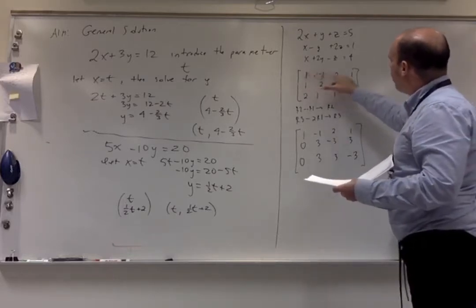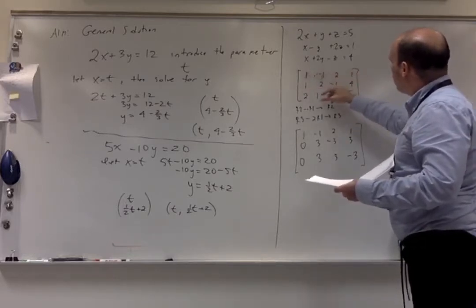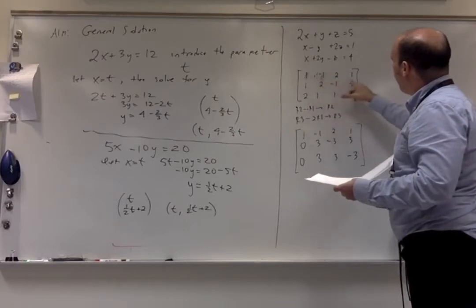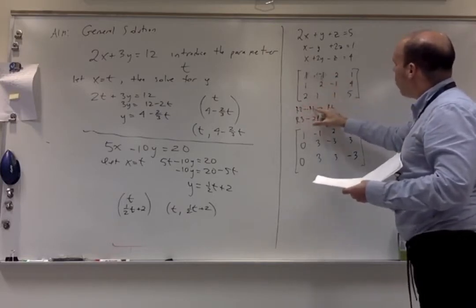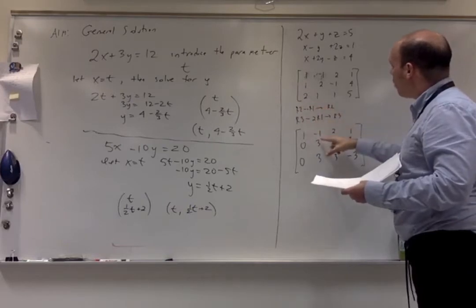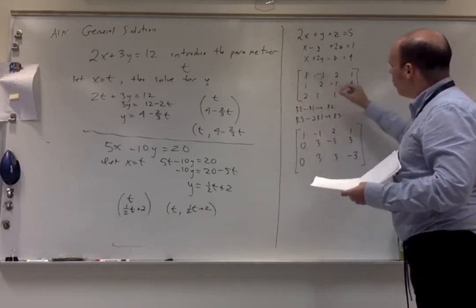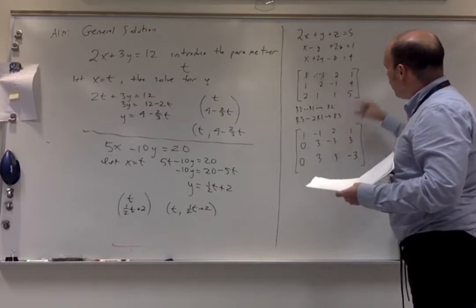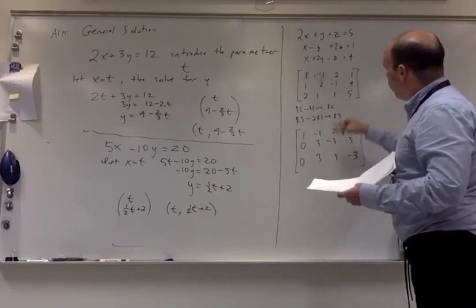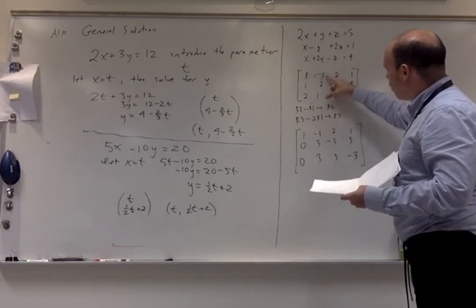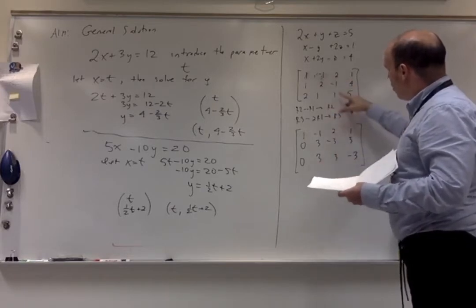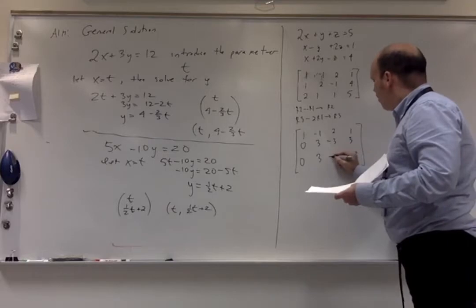1, negative 1, 2, 1. 1, 2, negative 1, 4. 2, 1, 1, 5. Row 2 minus row 1, so that's positive 3. 0, 1, negative 3. 4 minus 1 is 3. Let's see, 1 minus negative 2, that's 3. This is negative 3.